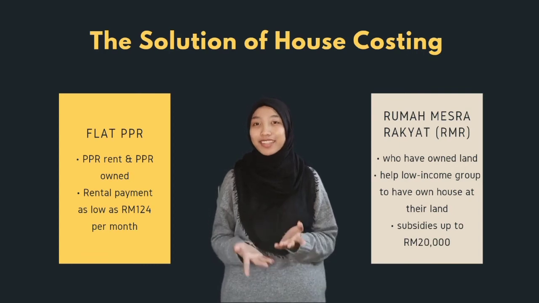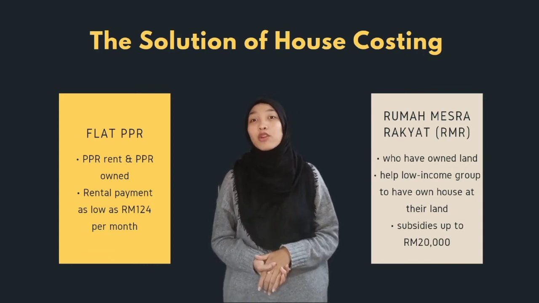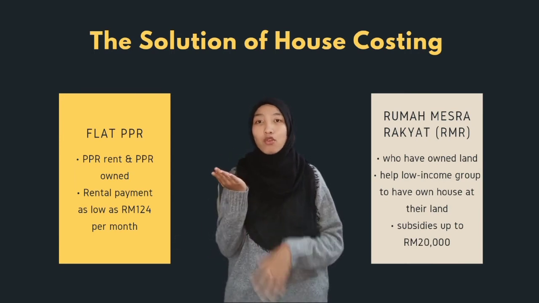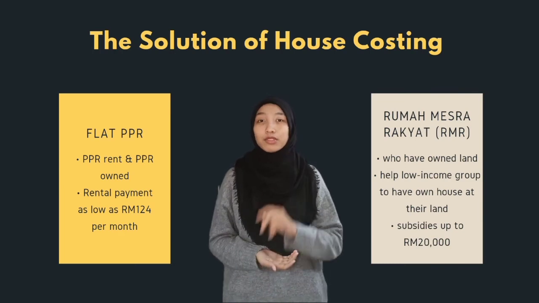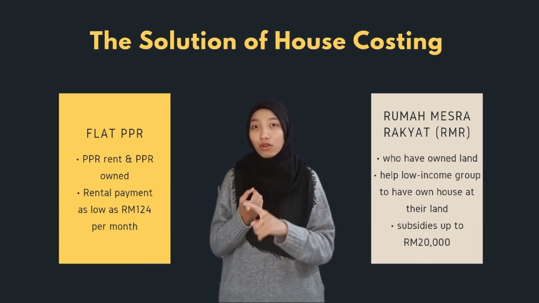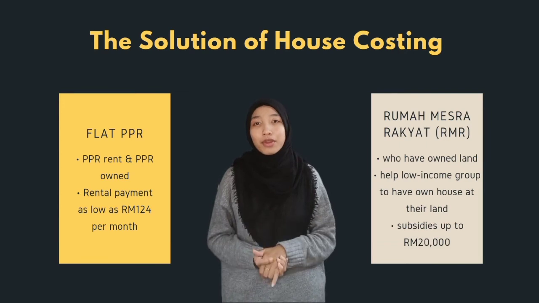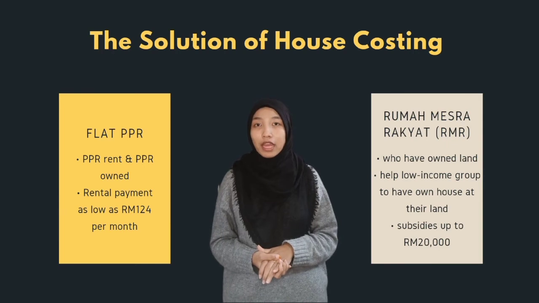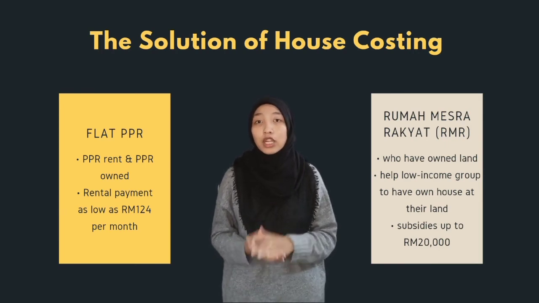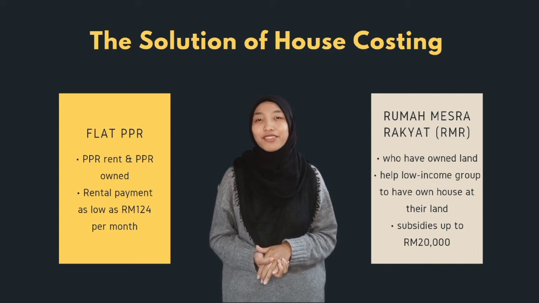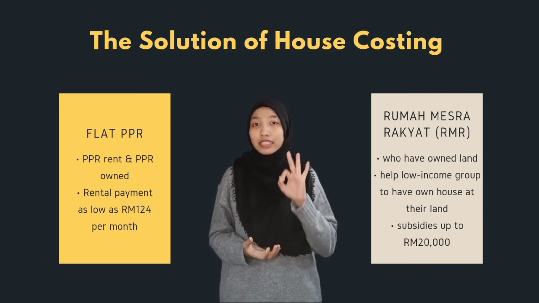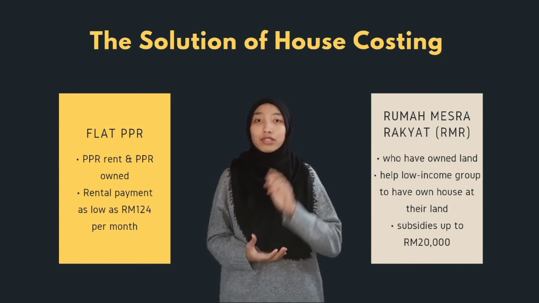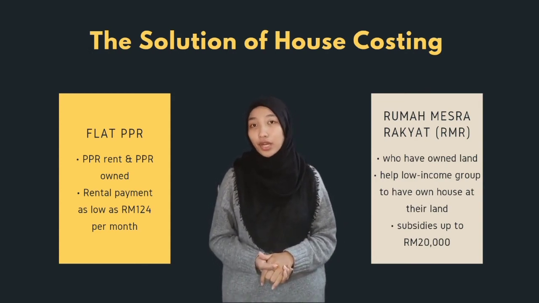So now I will continue the solution of housing costs. Other than Rumah Prima and Program Perumahan Rakyat, the government also provides the flat PPR and Rumah Mesra Rakyat. There are two types of PPR house, which are PPR owned and PPR rent. The PPR rent offers rental payment as low as RM124 per month. PPR owned aims to enable the low-income group to have the opportunity to have their own home at a price of RM35,000 per unit in Peninsular Malaysia and RM42,000 per unit in Sabah and Sarawak.